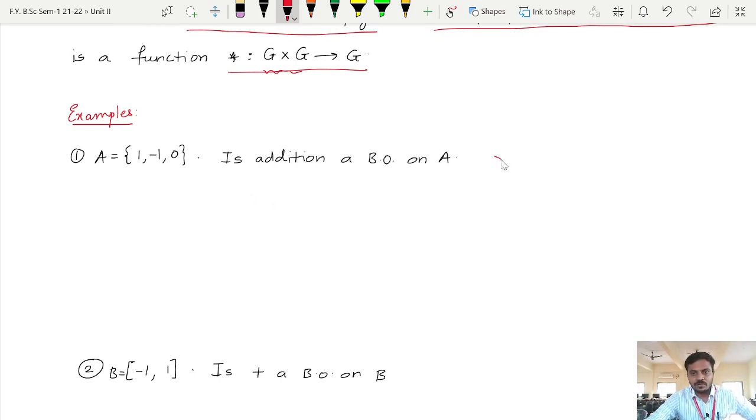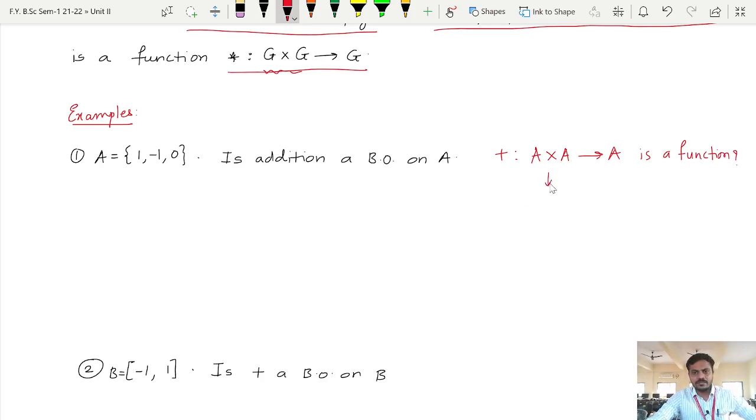So we should think whether this addition, they are talking about addition, from A cross A to A is a function or not. That is what we have to check. So the question is how to check whether it is a function or not.